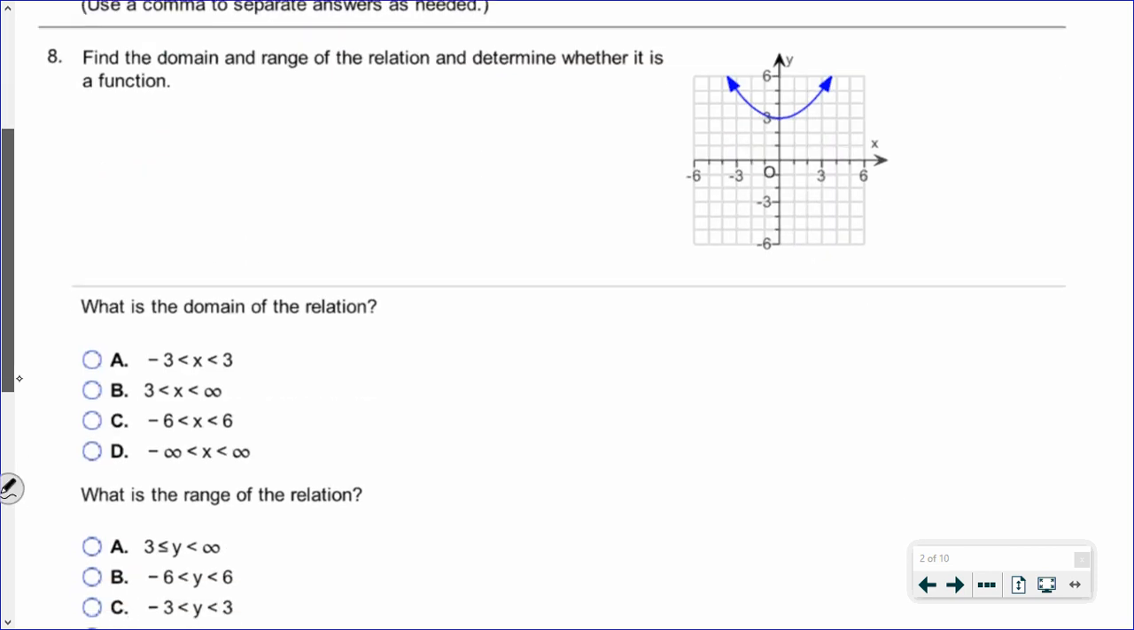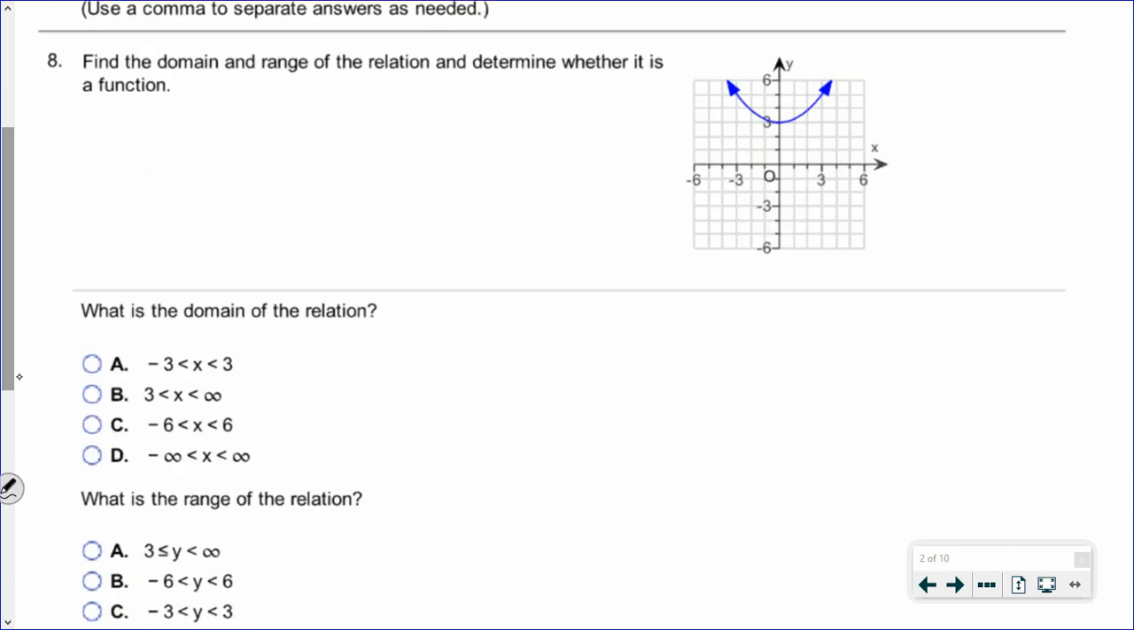Yes? Okay, find the domain and the range of the relation and determine whether it is a function. Now, domain. Domain is x. And we read our x values from smallest x value to highest x value, which is what direction? Left to right. Now, as soon as you see that there are arrows on this parabola, those arrows mean that this thing goes on forever and ever and just gets wider and wider. Clear out there? Yes?